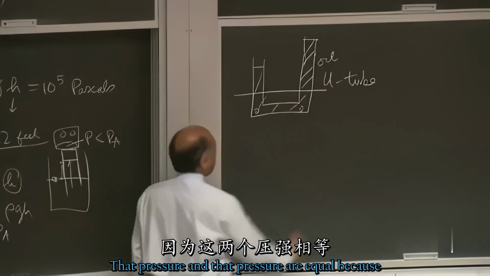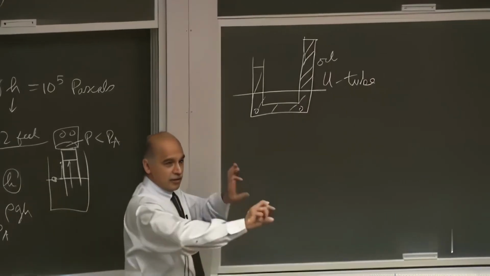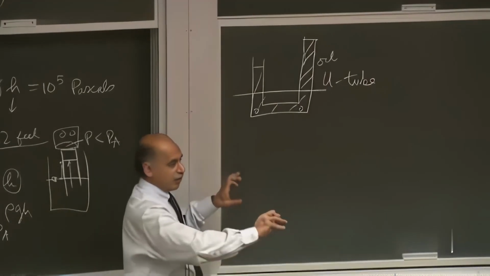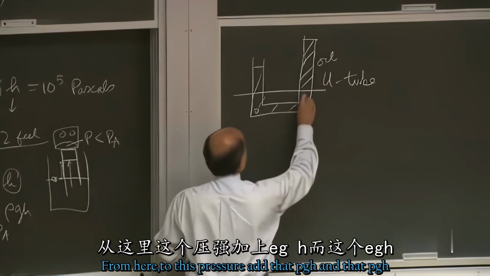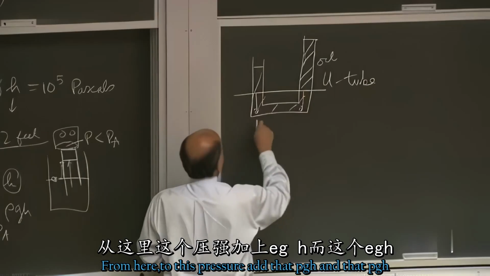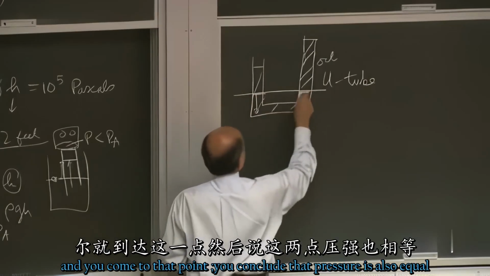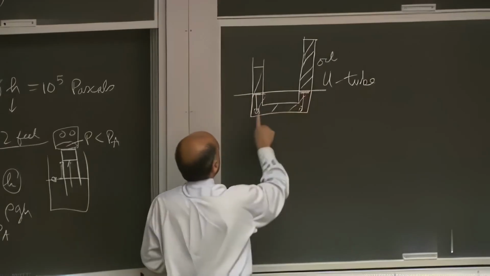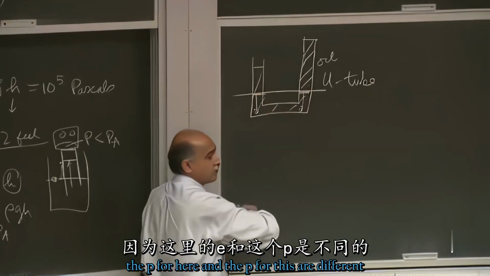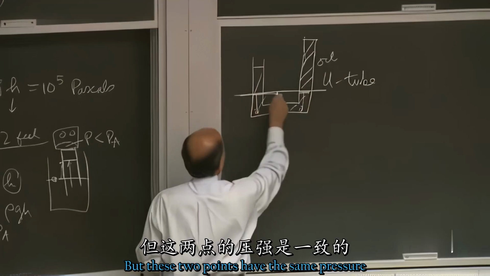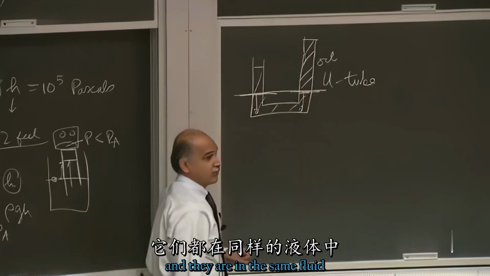That pressure and that pressure are equal, because you can draw a cylinder there horizontally, which cannot be pushed sideways. From here to this pressure, add that rho gh and that rho gh, and you come to that point, you conclude that pressure is also equal. You cannot jump into the new fluid here, because the rho for here and the rho for this are different. But these two points have the same pressure. They are in the same fluid.